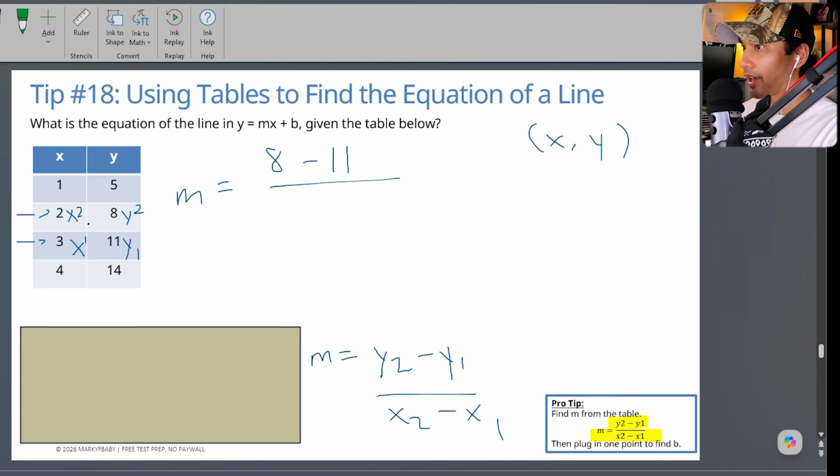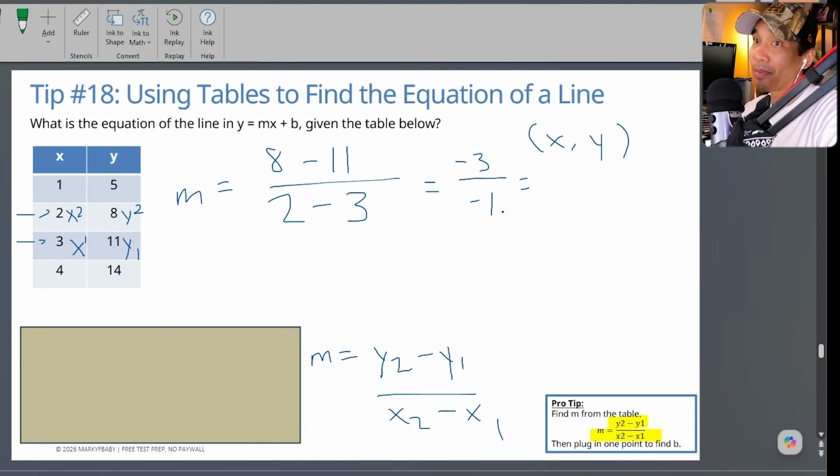And then we have x2, which is 2, minus 3. Then we get what is 8 minus 11? That is negative 3. And then what is 2 minus 3? That is negative 1. Equals what is negative 3 divided by negative 1? What is a negative divided by a negative? That is a positive. So we get 3. So our m equals 3.